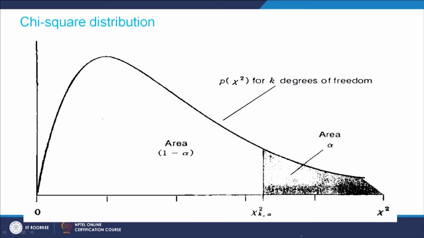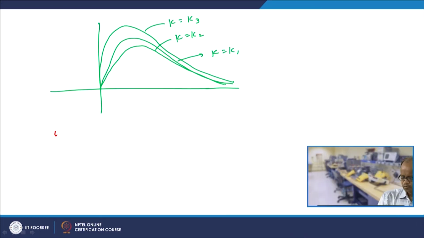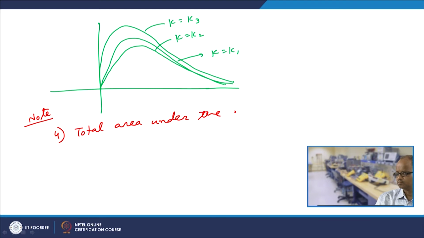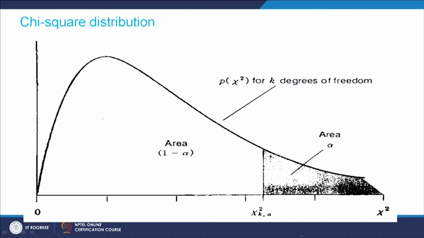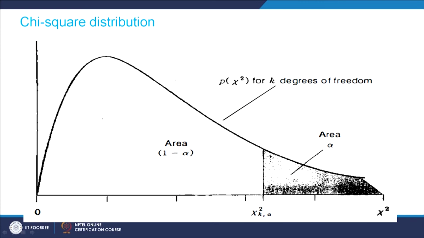Here this graph is shown for a particular probability distribution with a particular degree of freedom, which is k. Obviously, the total area under the curve would be 1. This we must also note. Our fourth note is that the total area under the curve is equal to 1, because after all it is a probability distribution function. Now, as shown here, this is split into two parts.